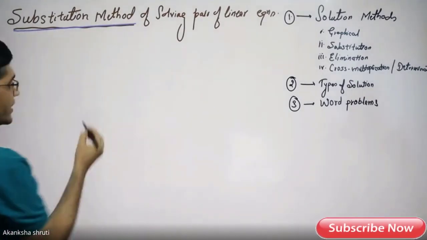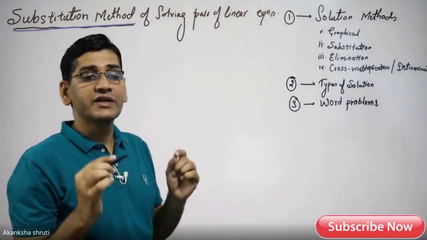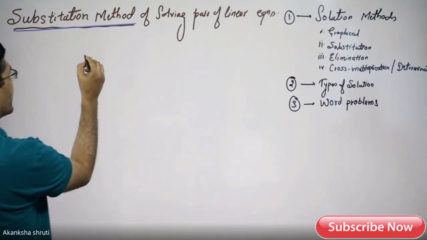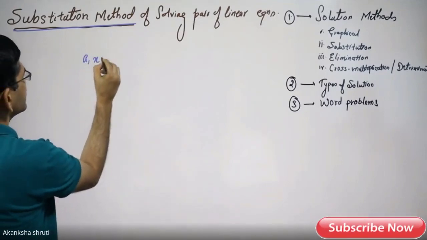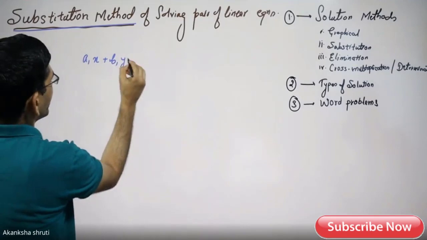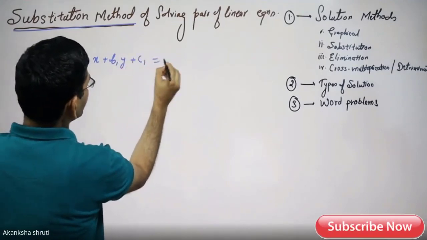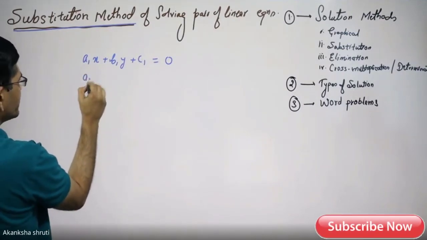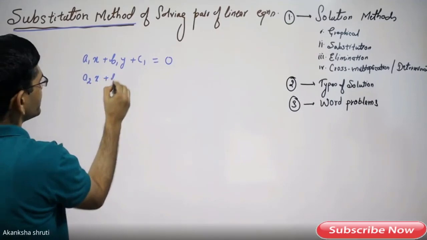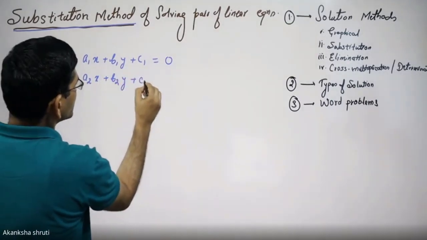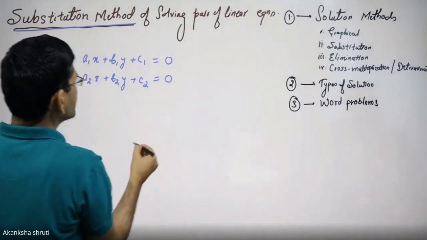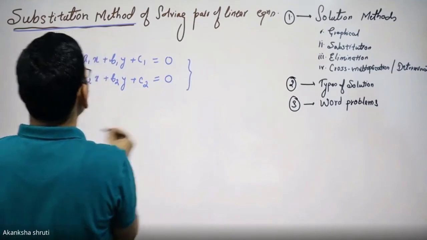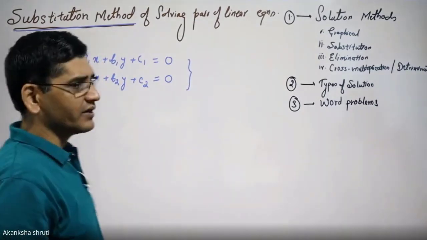Students, the general form of a pair of linear equations is given by a1x plus b1y plus c1 is equal to 0. The other equation for this pair will be a2x plus b2y plus c2 is equal to 0. Students, this is the pair, the pair of linear equations in general form.